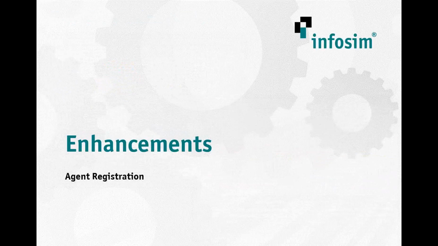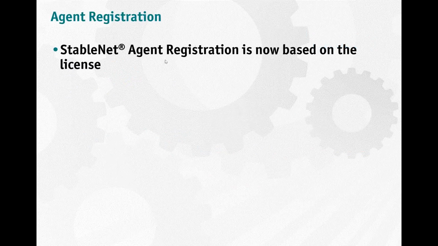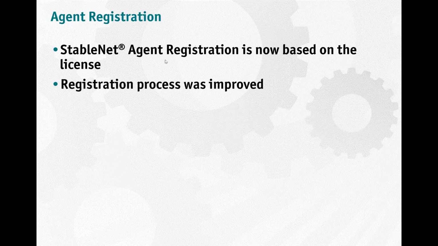Together with the introduction of the StableNet embedded agent, we reworked the agent registration process. So a lot of improvements were done to this registration process, and this is also something which is important to customers which are using this registration process. And we also added the agent registration to the license file now. So if you are using this registration process, you should contact our sales team if you are updating to version 7.0, as you may need a new license file.